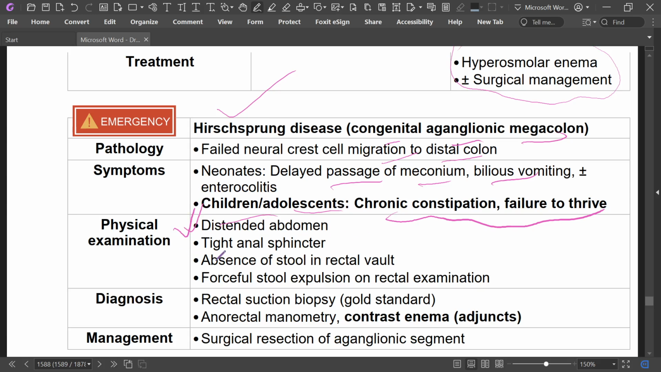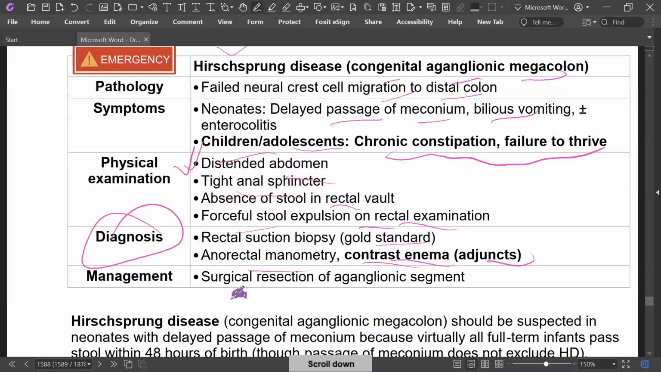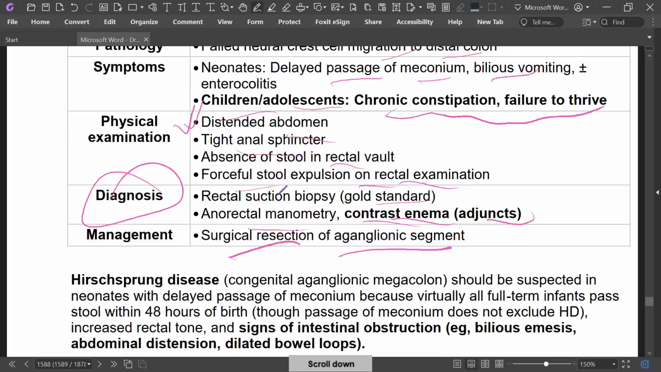Findings include a distended abdomen, tight anal sphincter, and absence of stool in the rectal vault, with forceful expulsion on rectal examination. Diagnosis: rectal suction biopsy is the gold standard, with anorectal manometry and contrast enema as adjuncts. Management is surgical resection of the aganglionic segment.